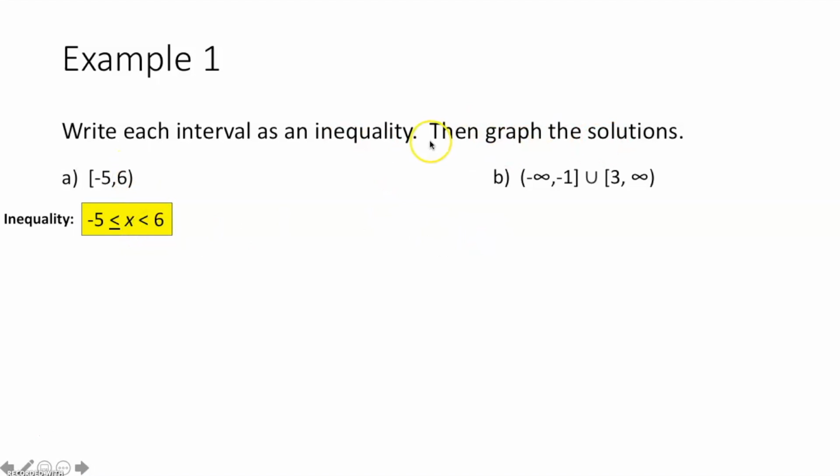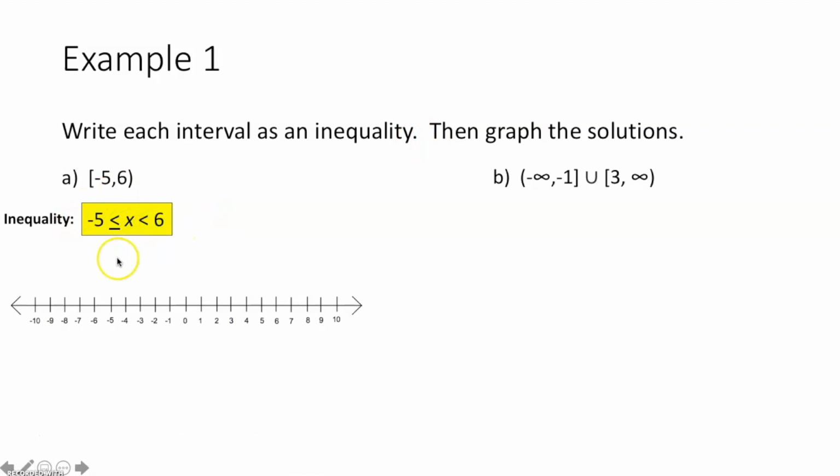We also need to graph this. So in order to graph this, we have our number line, and these are the easiest to graph. We go to -5 on our number line, and because there's an equal sign here, we're going to put a closed circle at -5. Then we go to 6 on our number line, and because there's no equal sign here, we put an open circle at 6, and since it's an and compound inequality, we're just going to shade everything in between.